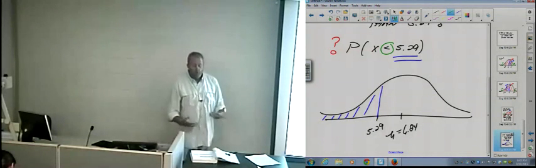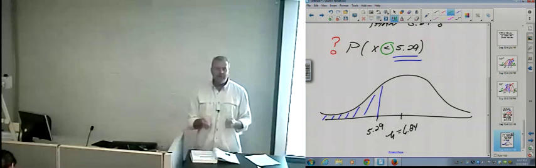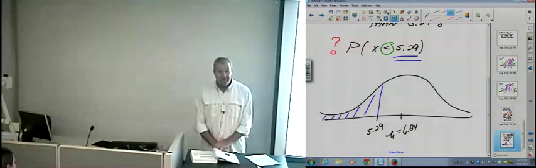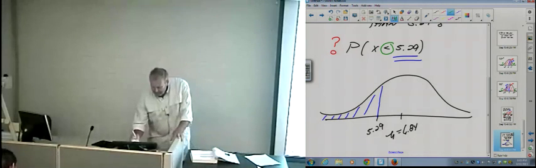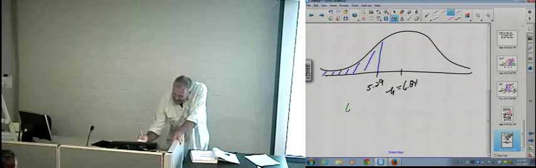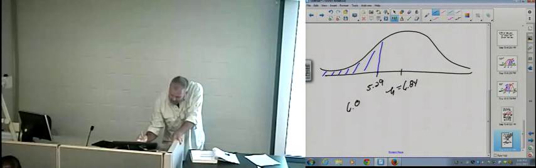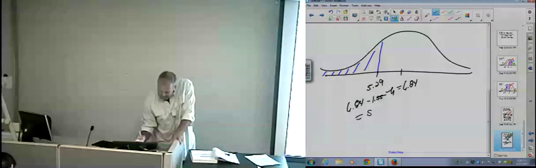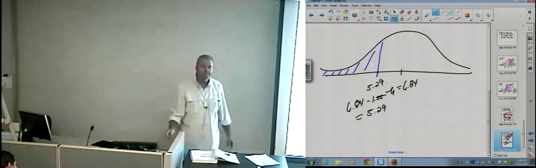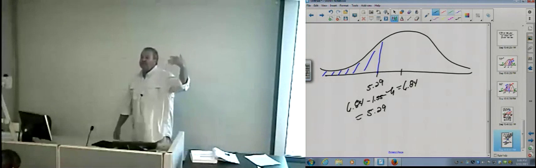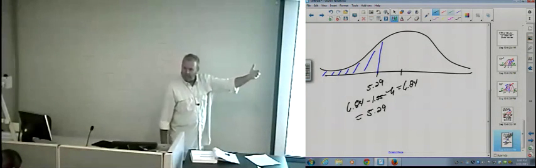Now, hopefully, with what we know now, 5.29 is either 1, 2, or 3 standard deviations away. If it's not, you're not going to do this problem, right? So you'll notice that 5.29 is 6.84 minus 1.55. Is that true? So what is that telling me? It is one standard deviation smaller, to the left of your mean.